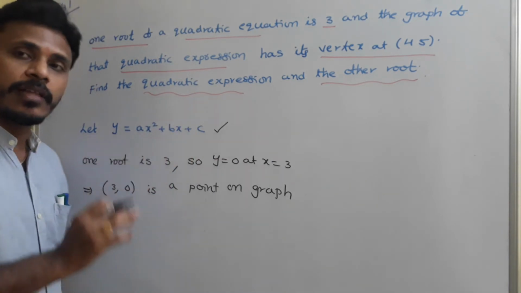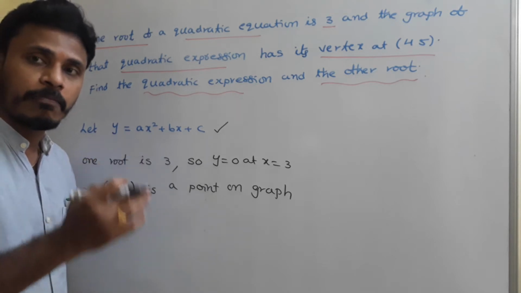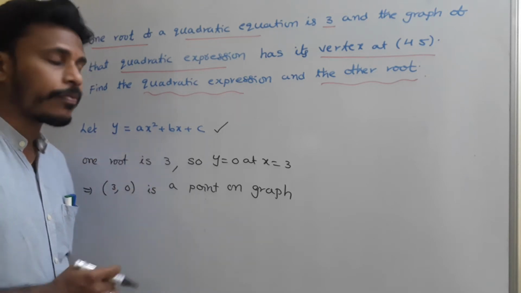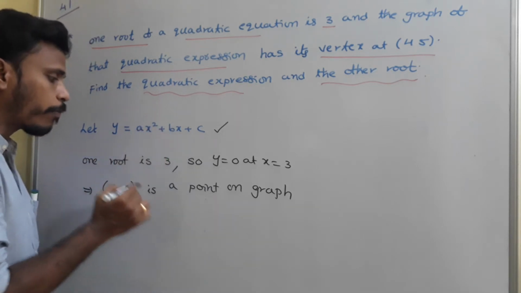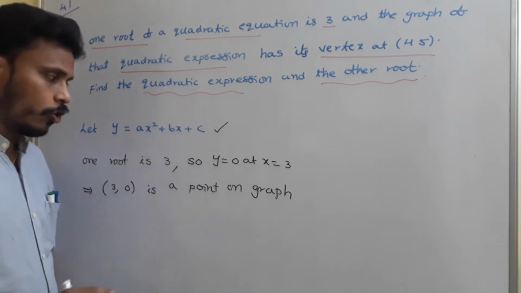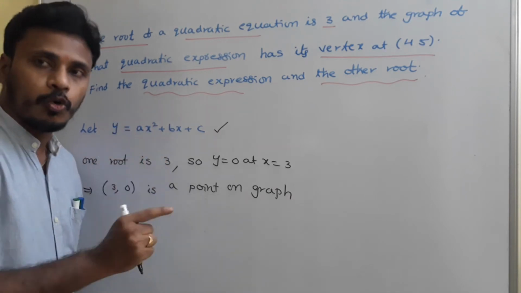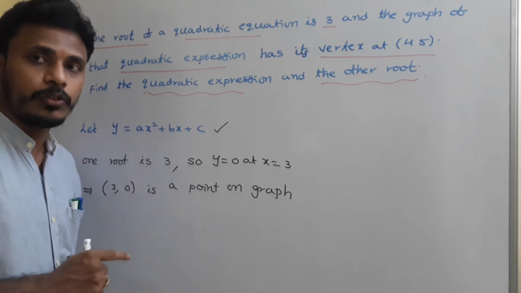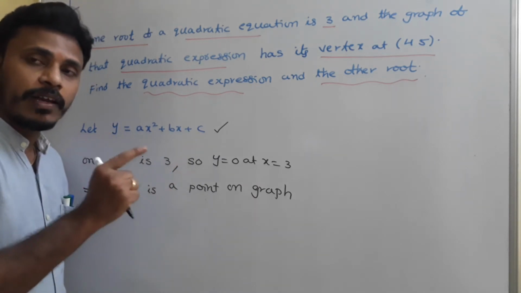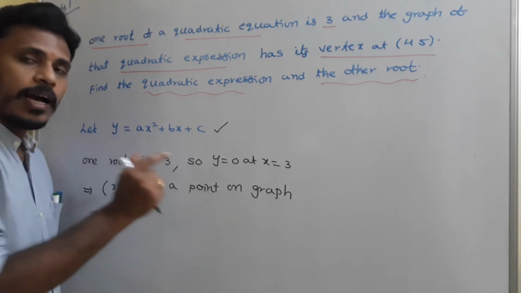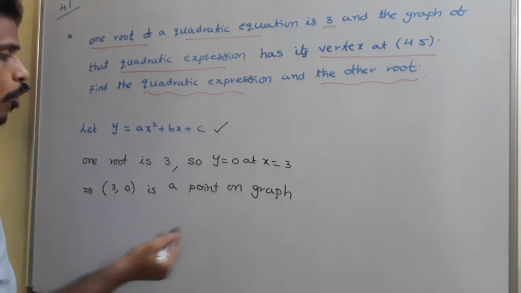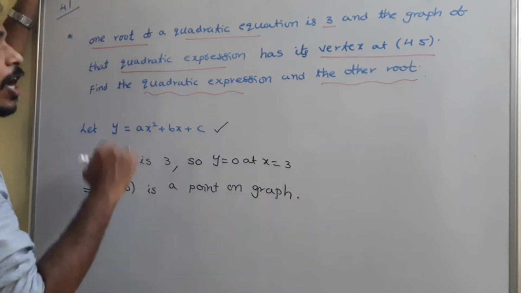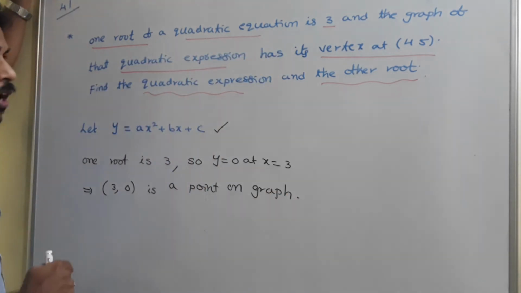For this expression there is a graph, and we know it is either an upward parabola or a downward parabola. On that graph we have one point, which is (3, 0), because they mentioned that 3 is a root. Root in the sense that the equation must be satisfied at that value, so y is 0 and that's why (3, 0) is a point on the graph. Okay, this is one situation, and the vertex is already given as (4, 5).